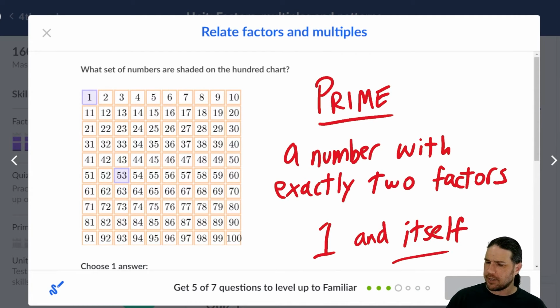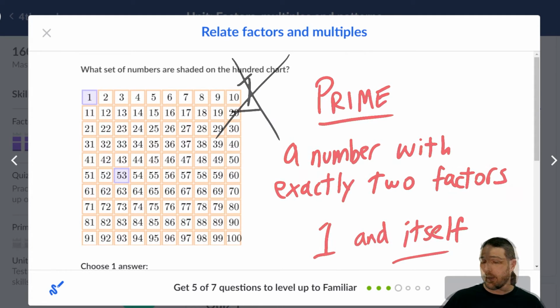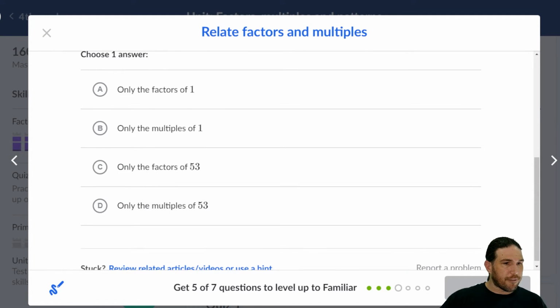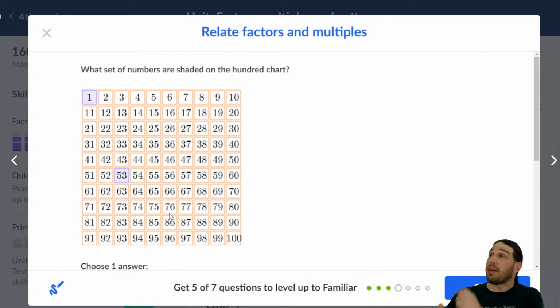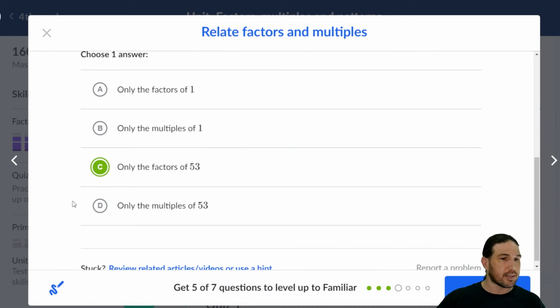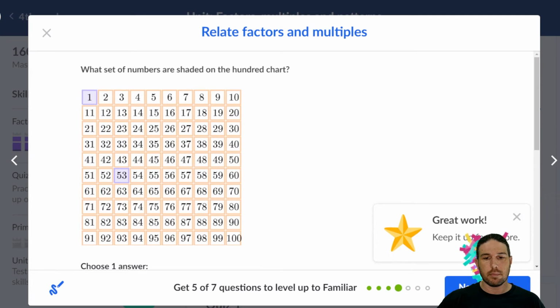As a quick side note, by the way, that does technically mean that the number 1 itself is not a prime number because it only has one thing it can divide by. I'm going to say that it is the factors of 53. It's definitely not the multiples of 53. And if it was the multiples of 1, it would be everything, right? Everything's a multiple of 1. So I think it's only the factors of 53.